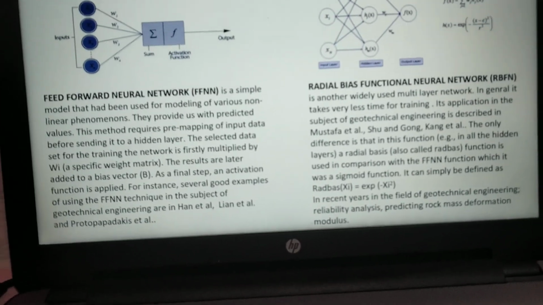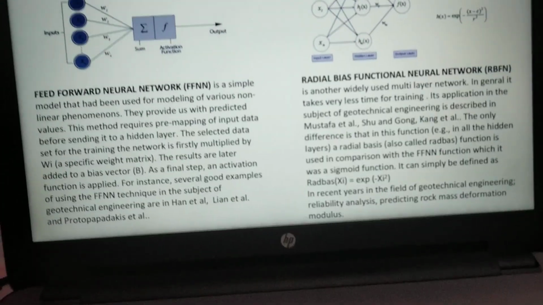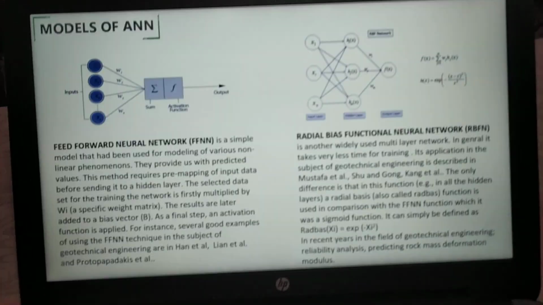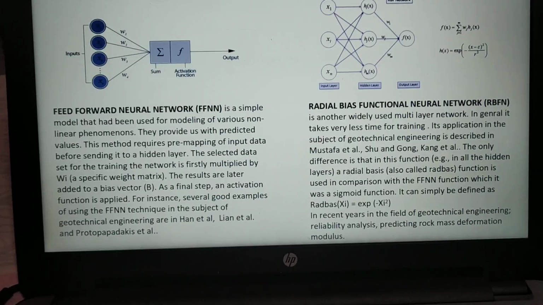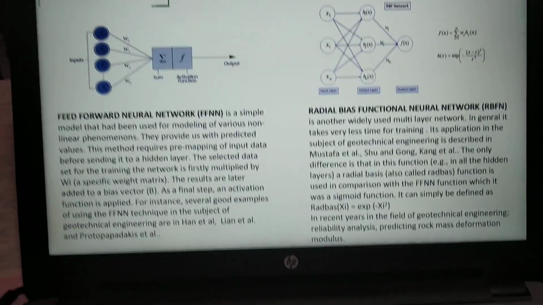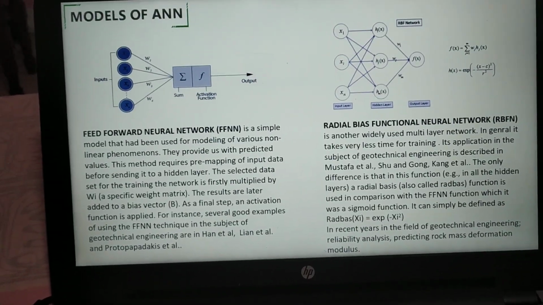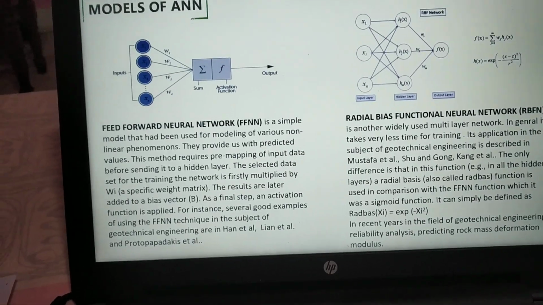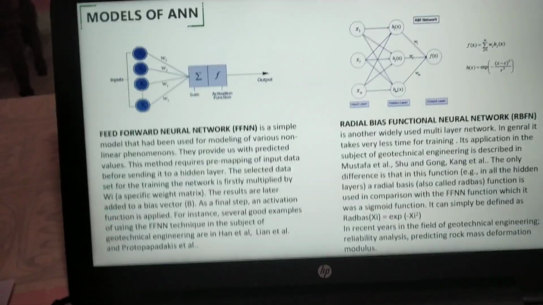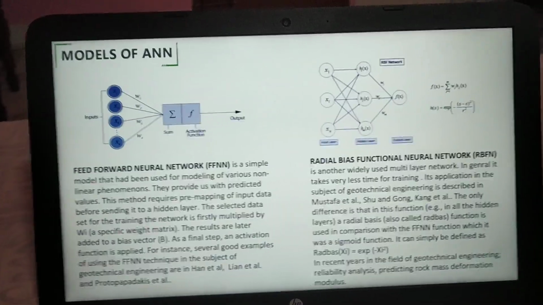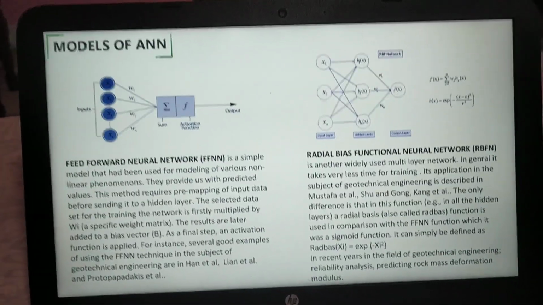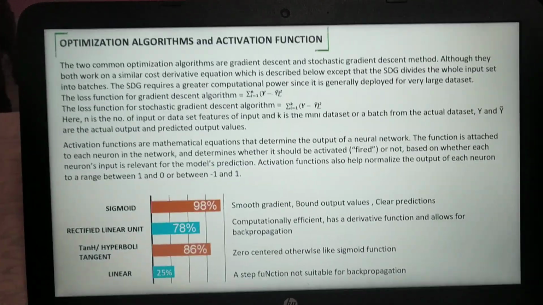In recent years, there has been a lot of use of both the feed-forward neural network as well as the radial basis function neural network in geotechnical engineering, with respect to both reliability analysis and predicting the rock mass deformation modulus. For our research, we'll be sticking to the feed-forward neural network for a better understanding and a simpler approach towards this basic idea of predicting the output sets.